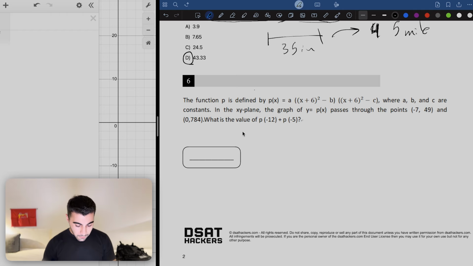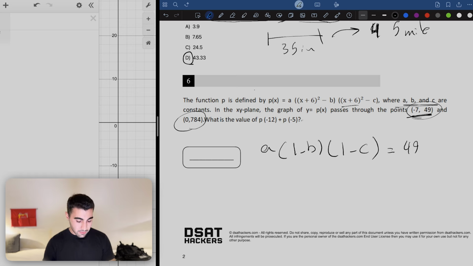In this question, we have 3 constants. We can't really do this with decimals. The easiest way to do this question is by substituting the points inside. So we have this point in the function, so let's just put that in. If I put negative 7 in for x, it's going to be negative 7 plus 6, which gives us negative 1, right? So negative 1 squared is going to be 1. So I'm just going to put that: a times 1 minus b times 1 minus c should be equal to 49. Okay, and this is basically the point that we plugged in.